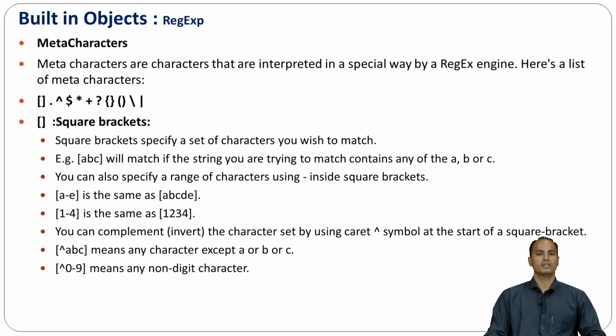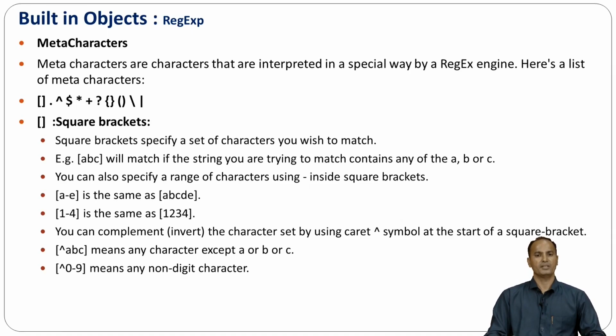You can also specify a range of characters using a hyphen inside square brackets, like a-e is the same as a, b, c, d, e. That means it is providing the range in a bracket. 1-4 means 1, 2, 3, 4.